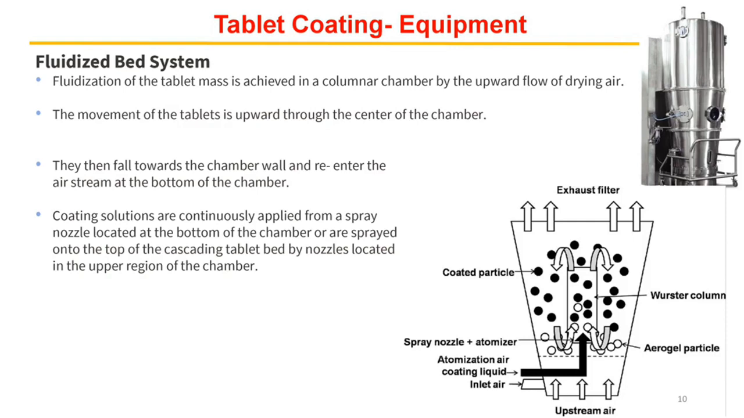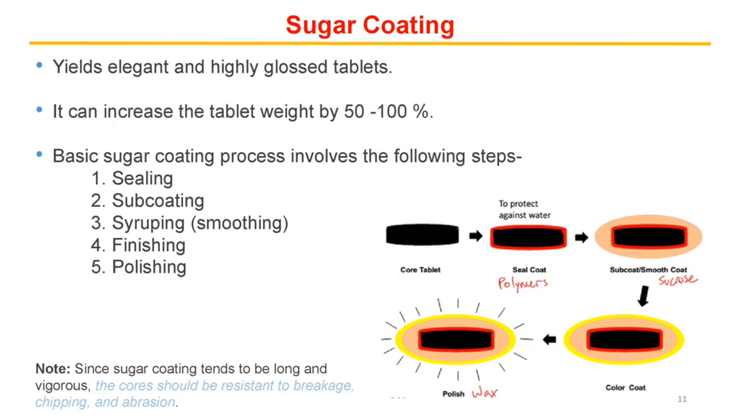Sugar coating yields elegant and highly glossed tablets. It can increase the tablet weight by 50-100%. The basic sugar coating process involves the following steps: 1. Sealing. 2. Subcoating. 3. Syruping, smoothing. 4. Finishing. 5. Polishing. Note: since sugar coating tends to be long and vigorous, the cores should be resistant to breakage, chipping, and abrasion.